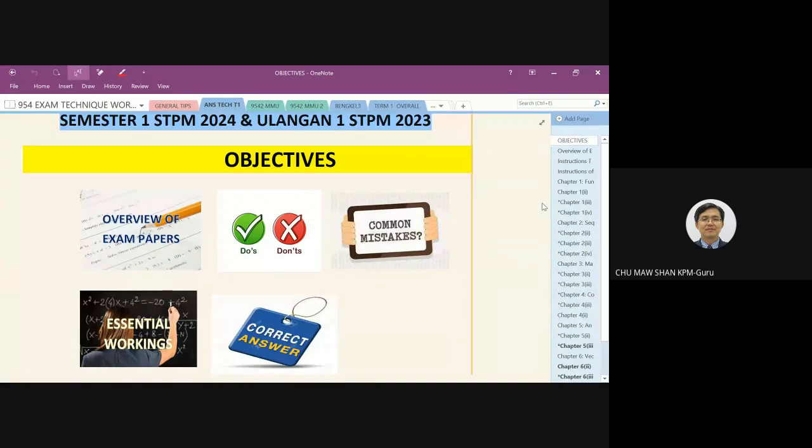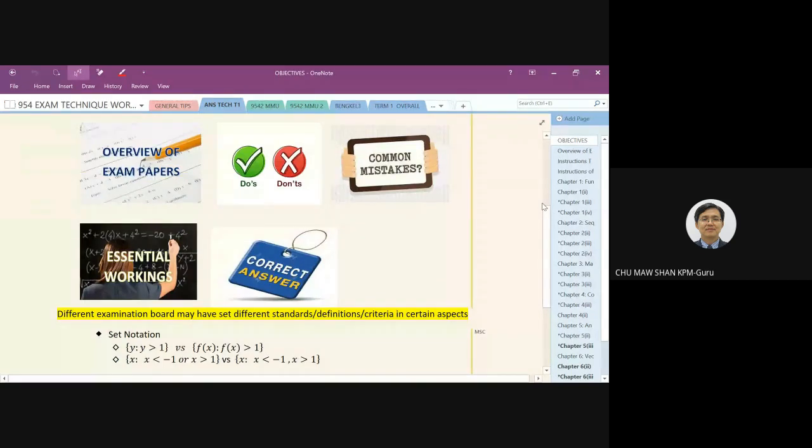First, we will have an overview of the exam papers to get insight of what we should do in the examination. What are the preparation or the strategy we can use? And then what shouldn't we do and what should we do when answering the questions? What are the common mistakes commonly made by students that we should avoid? And what are the essential working steps that you must write so that you can secure the marks when answering the questions? And lastly, the correct answer.